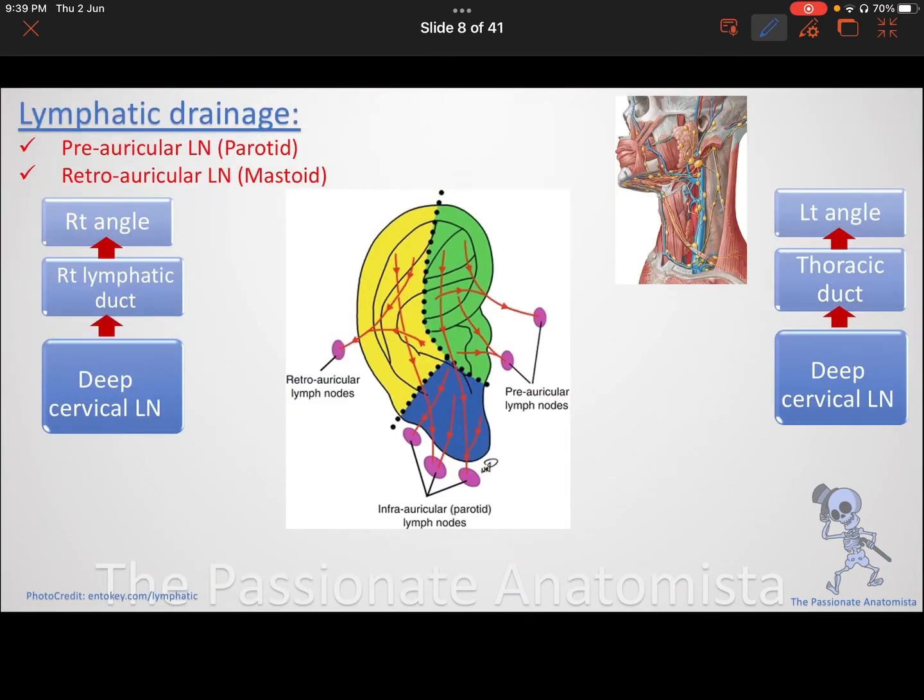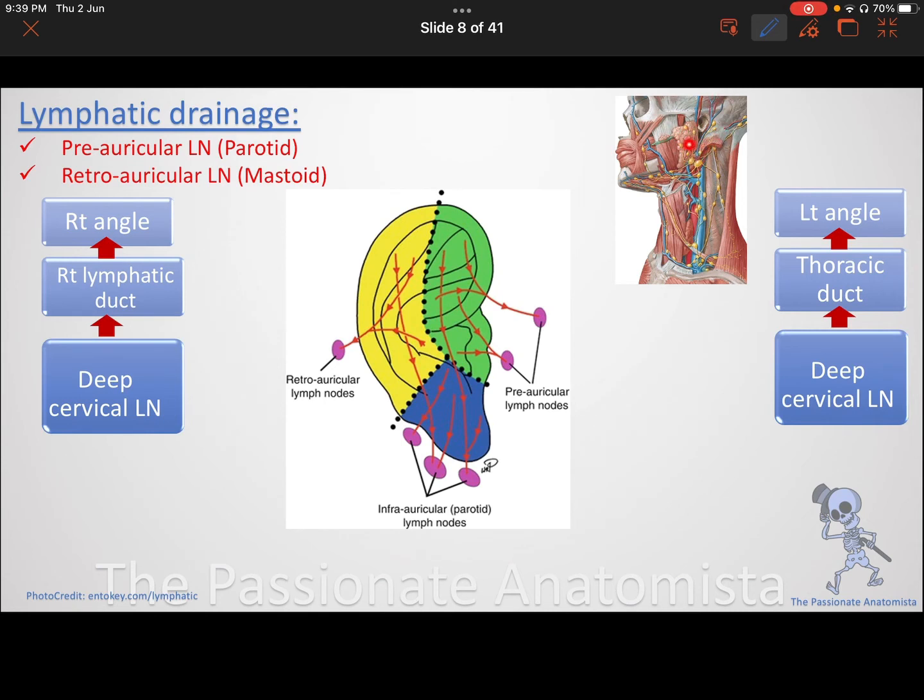Now, talking about the lymphatic drainage, we have pre-auricular lymph nodes, infra-auricular, and retro-auricular. Of course, the pre-auricular is going to drain lymphatics from the upper half, and because you know the lower half is a separate part, it's infra-auricular, and the upper half has an anterior part and posterior. So the anterior part is going to drain into the parotid lymph nodes, because you guys know that the parotid gland lies actually in front of the ear.